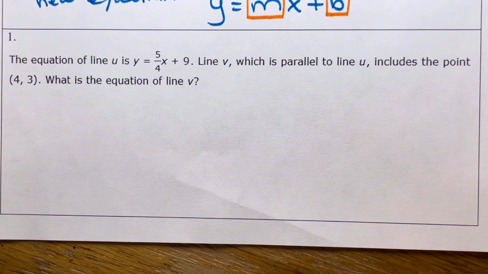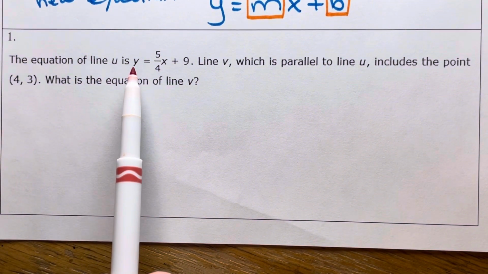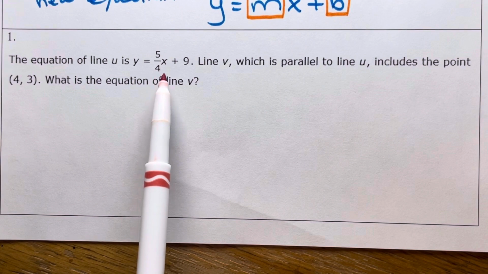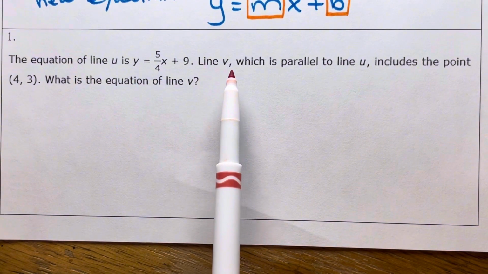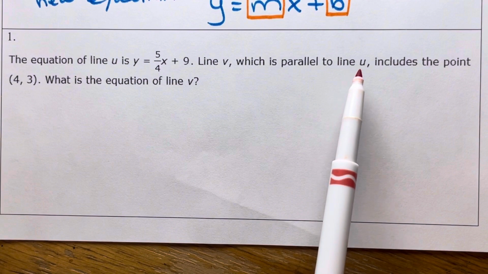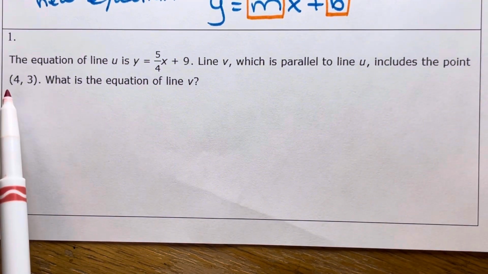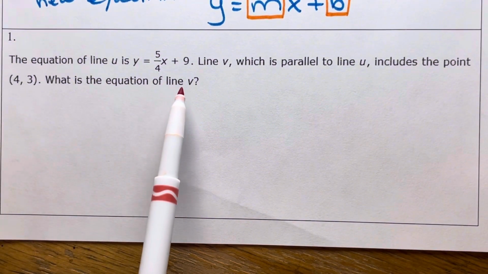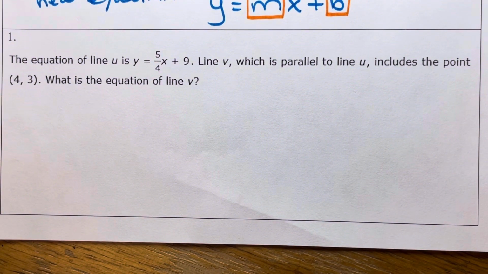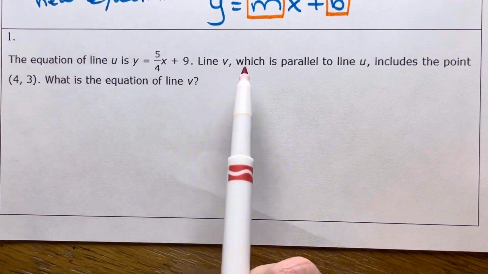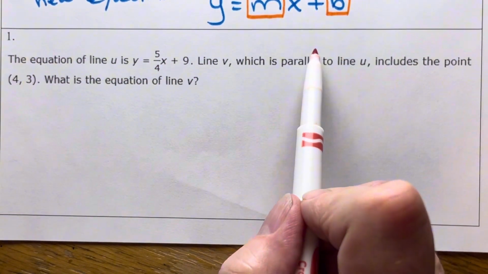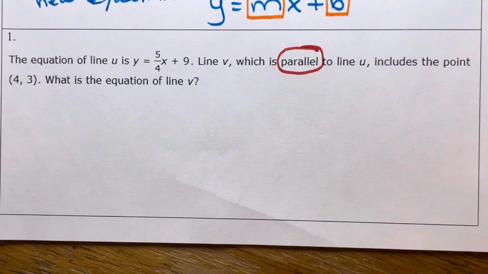Example 1. The equation of line U is y equals 5/4 x plus 9. Line V, which is parallel to line U, includes the point (4, 3). What is the equation of line V? Okay, well, let's walk through our steps. Our step 1 asked us to determine if we are looking for a parallel or perpendicular line. And we see here in the instruction that we are looking for a line that is parallel. Okay, good. That question is solved.